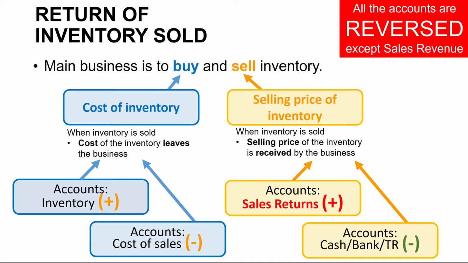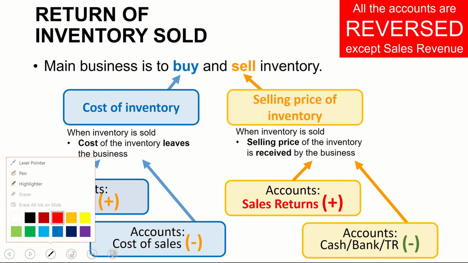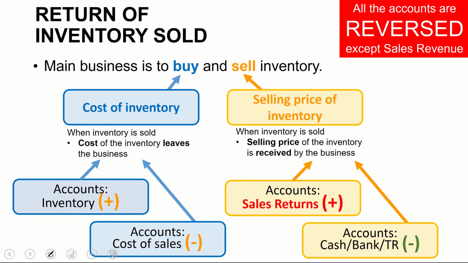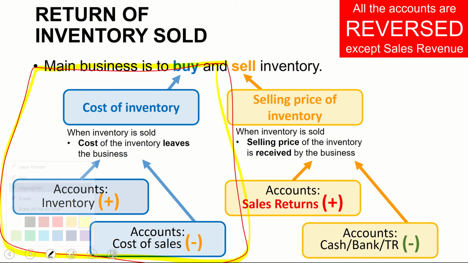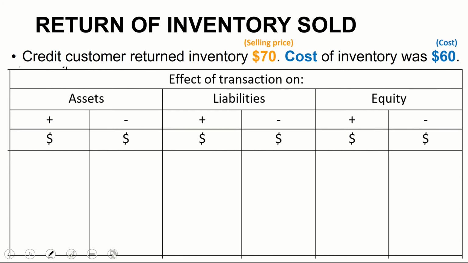All right, so these are the accounts affected when you have a return of goods. We are just going to focus on this red color box and record what happens to the cost price when your customer returns your goods. In this example, a credit customer returns $70 inventory and the cost of the inventory is $60.